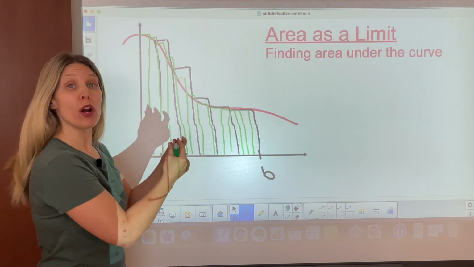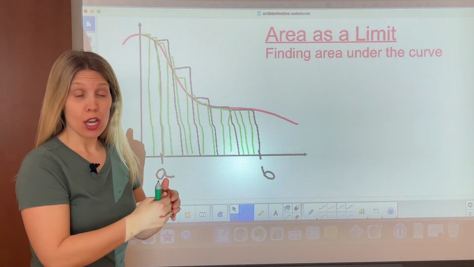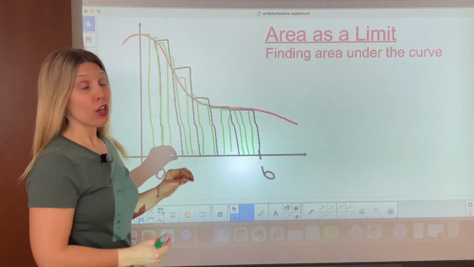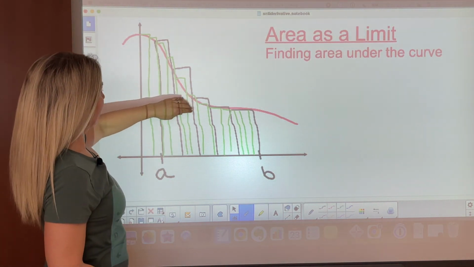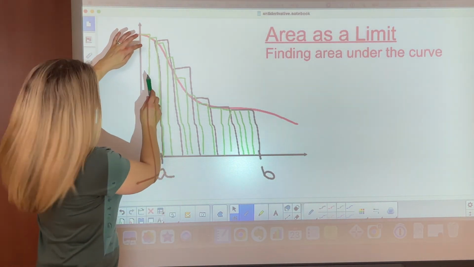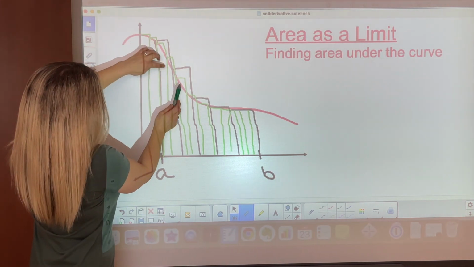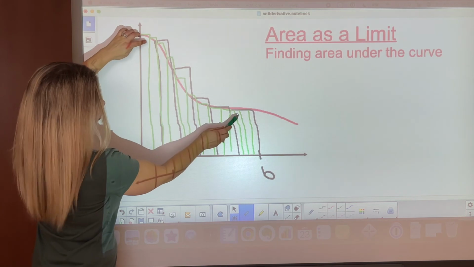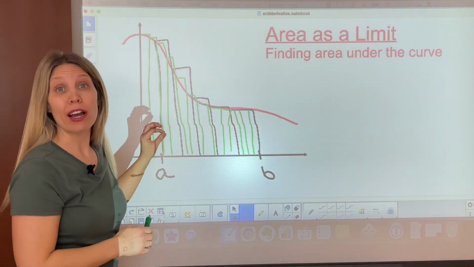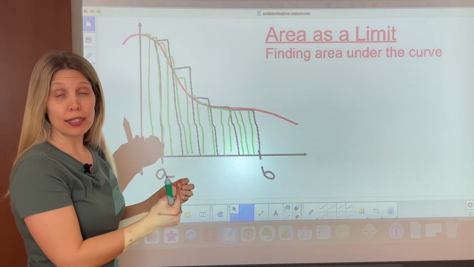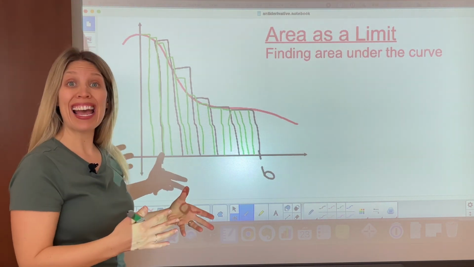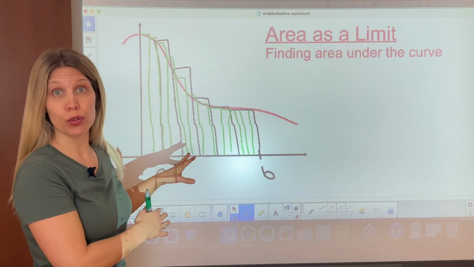Yeah, the more rectangles you have, the smaller the width is of the rectangles, the closer you will actually get. Notice these green rectangles are closer to the function, that pink function, than the black rectangles are. So the more rectangles you put in, the closer they are together, the more accurate to the area under the curve you will get.